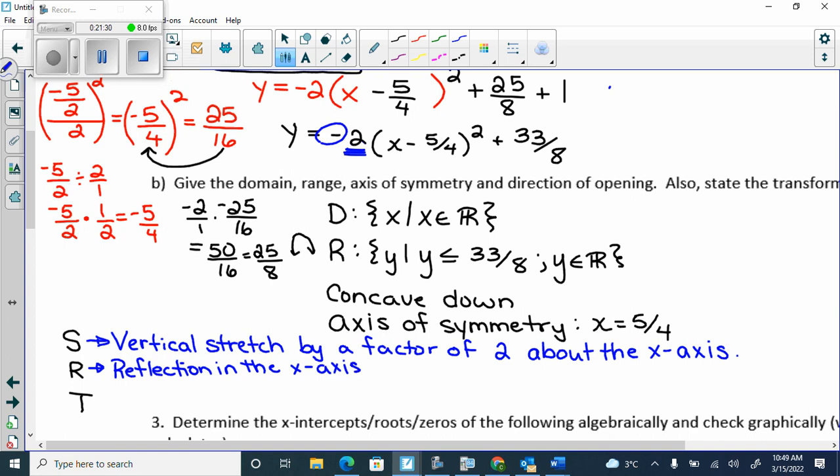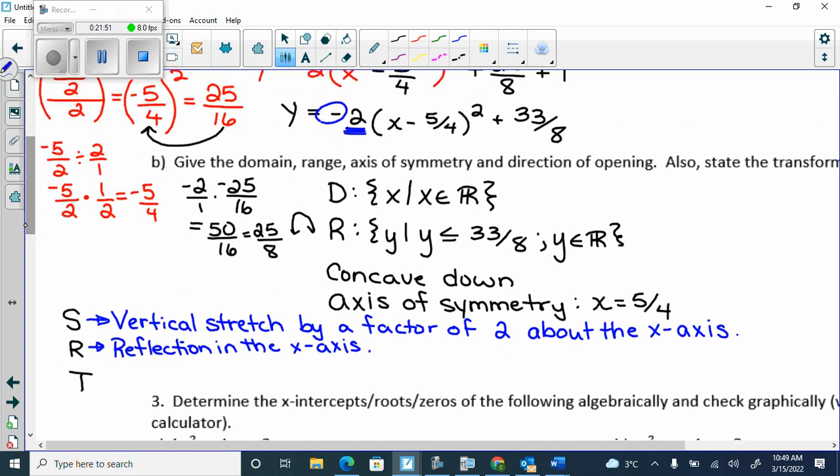If it's concave up, you would have nothing in for R. So if it was like a positive 2, you'd have a vertical stretch by a factor of 2 about the x-axis, and then your reflection would just be blank. There wouldn't be one. So there doesn't have to be a reflection. There just happens to be one on this one. And then the translations you guys are good with.